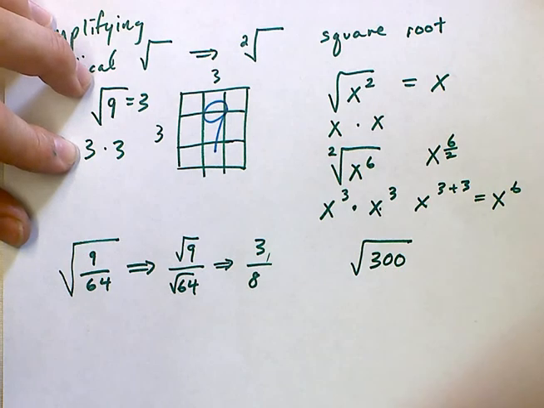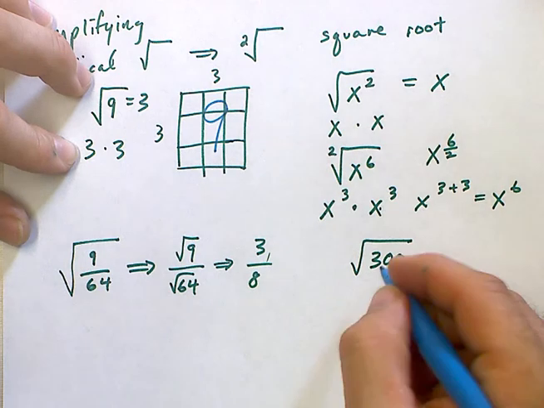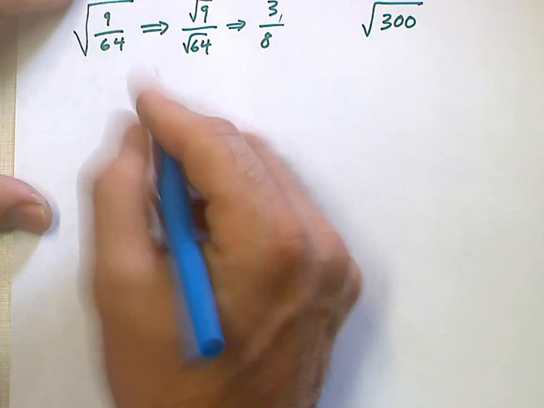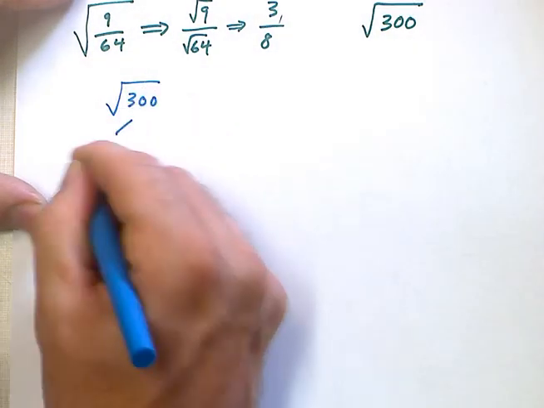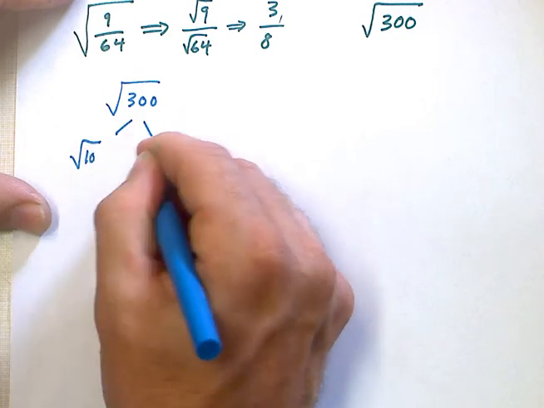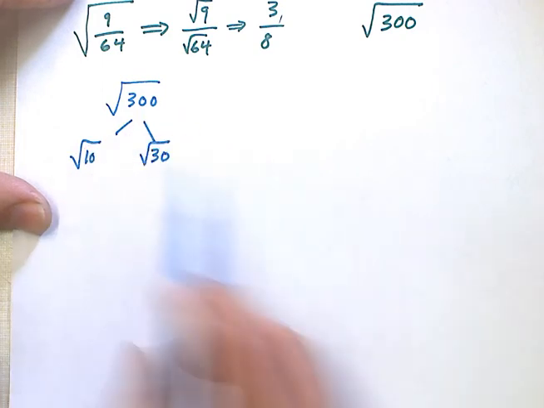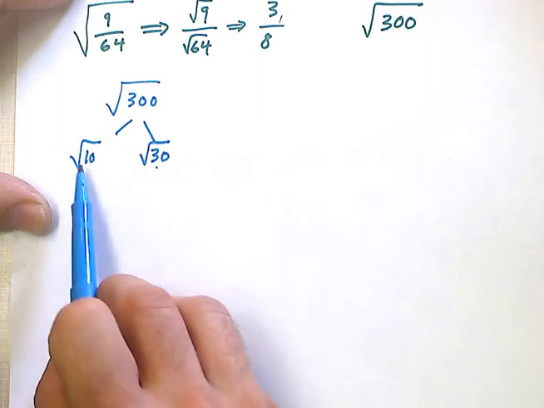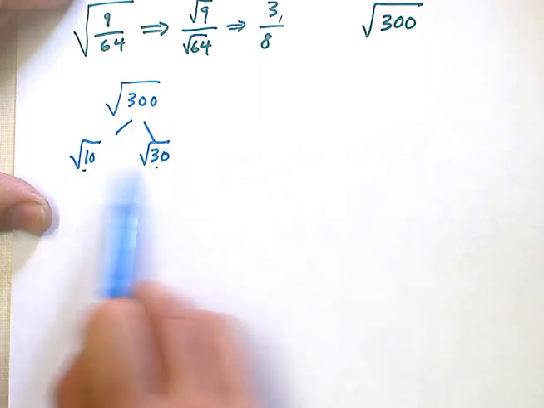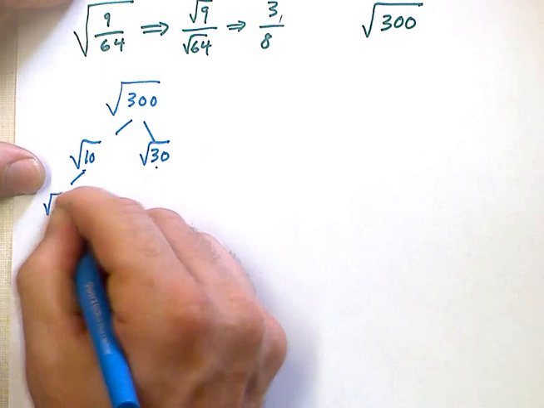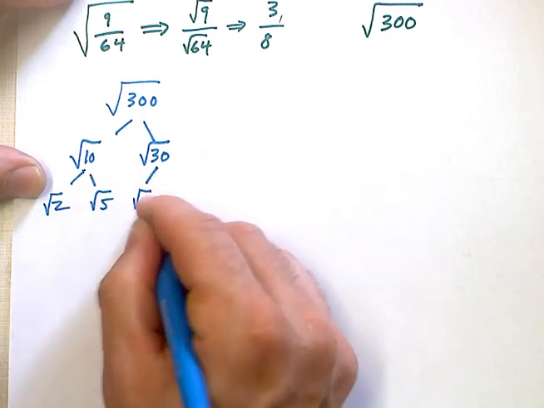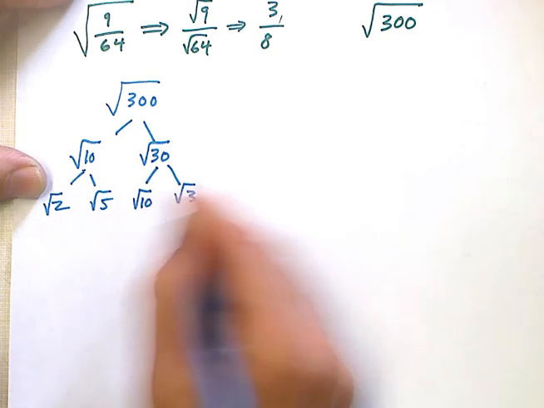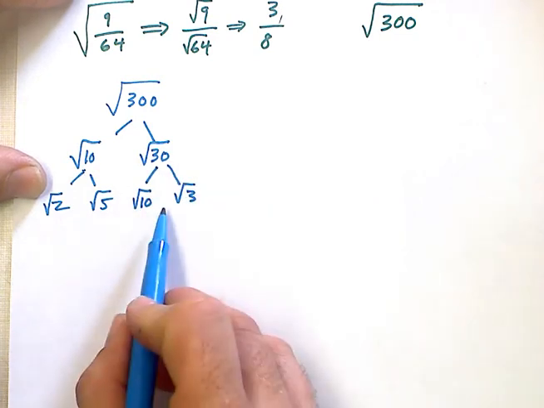Now, there's more than one way to simplify a radical. Let's say you're looking at 300. I can simplify 300 by using its multiples, like 30 and 10. Square root of 30 times square root of 10 will give me 300. So I'm simplifying this. Now I could say square root of 2 and square root of 5 give me 10. I could say square root of 10 and square root of 3 give me 30 here. So I'm simplifying even further.